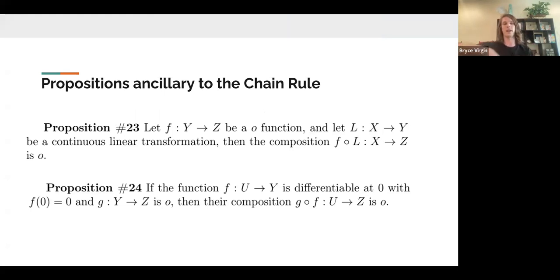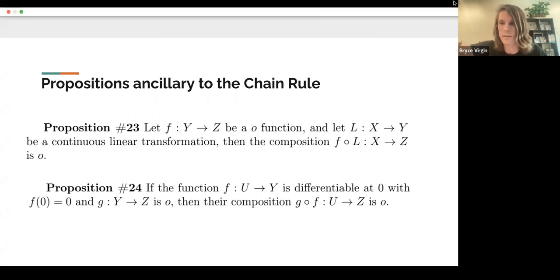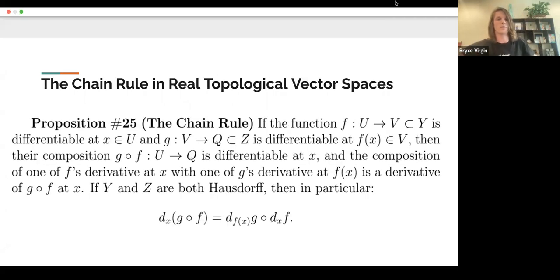And all of these together, these 5 results on knowledge of when composing with a little o function will give you another little o function, is sufficient to make the proof of the chain rule short enough to fit on 3 slides. And short enough so that I can actually get to it. Thank goodness. We'll actually have just barely enough time for people to ask questions.